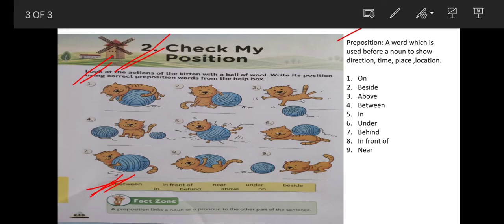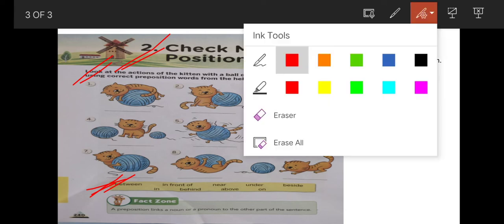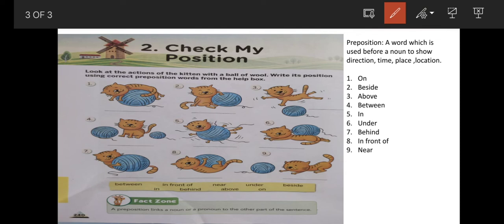Let us check it out. Let us check out the position of the cat to that of the ball of wool. The first one, see, what is the position of the cat from the wool? The cat is on, right on, in the given blank. All the answers are given at the right side of the screen. You can check out the answers. Next, question number 2. What is the position of the cat? This position is called beside, right beside, in the given blank.